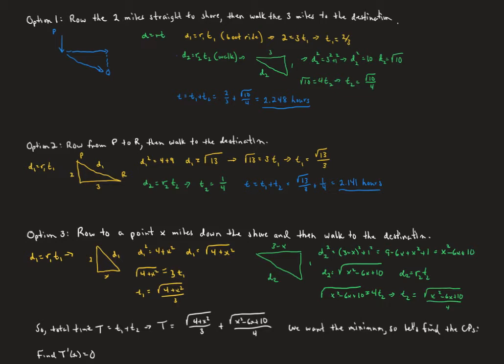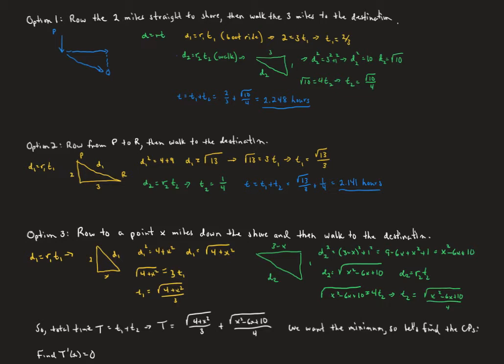So we're 2 miles from shore, and we are 3 miles downriver. Our d1 squared is 4 plus 9, 2 squared plus 3 squared. So that's going to make d1 the square root of 13. Solving for time 1, we get that the square root of 13 equals the rate at which we row, 3, times the time 1. And so time 1 is going to be square root of 13 over 3.